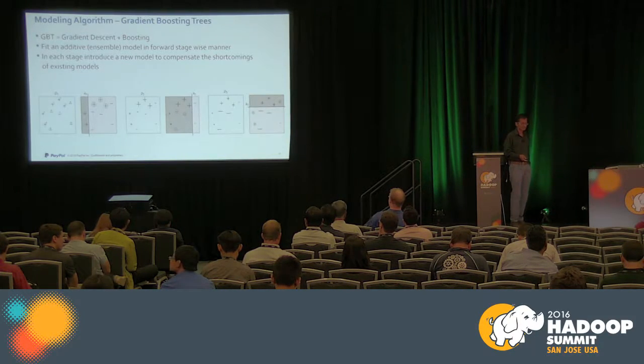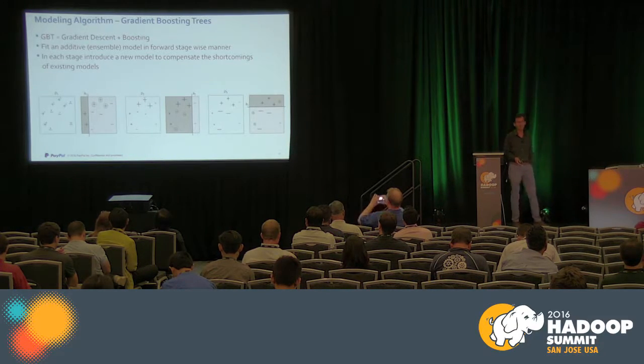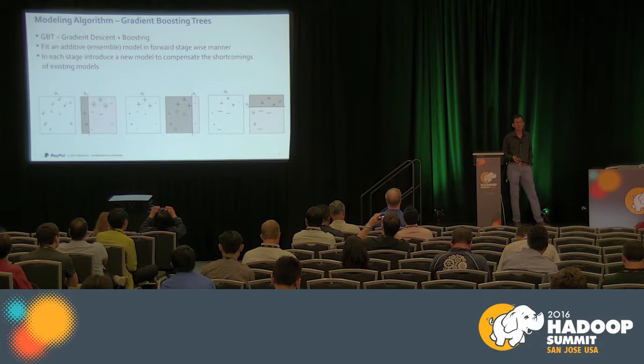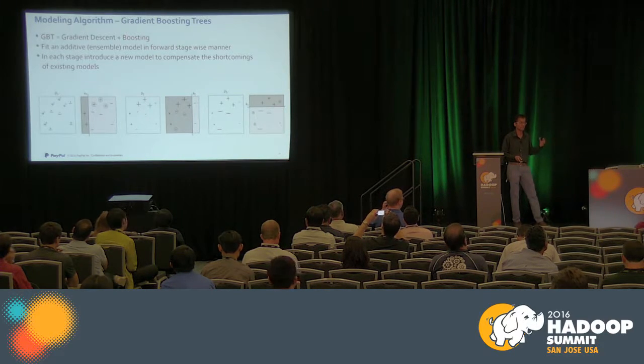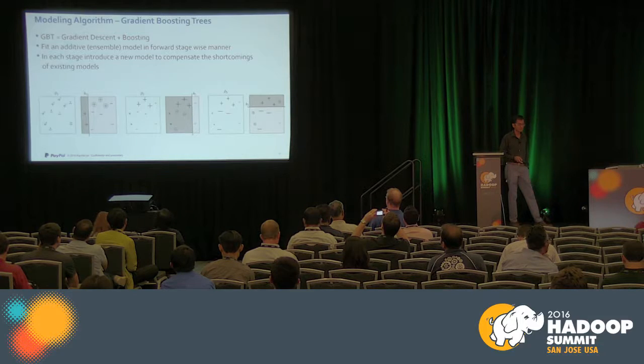The other algorithm is gradient boosting trees, which we found extremely effective in improving the predictive power of some of our models. It's an ensemble tree-based algorithm. You build trees in sequence. You take a sample and build a tree, and the subsequent iterations focus on the ones where it made a mistake. It's an ensemble model built in an iterative fashion.